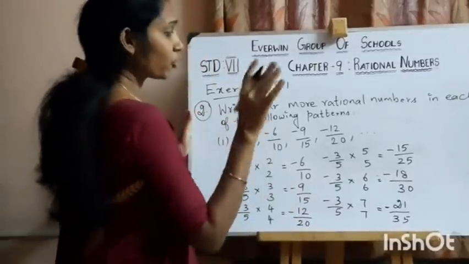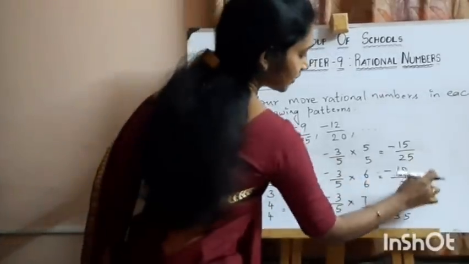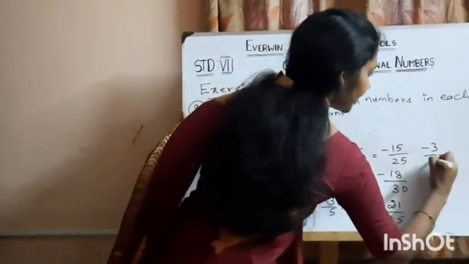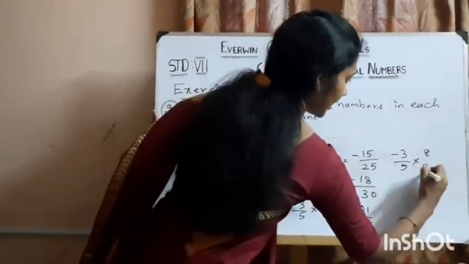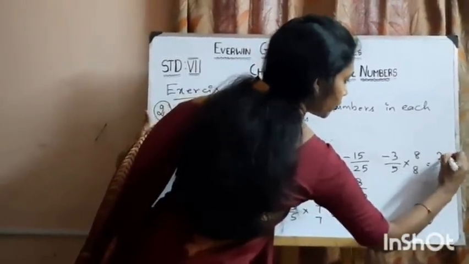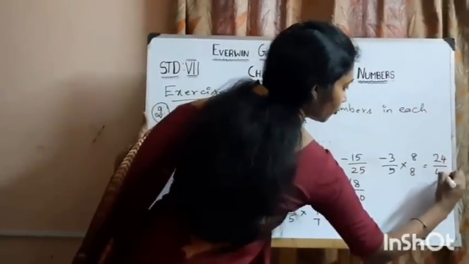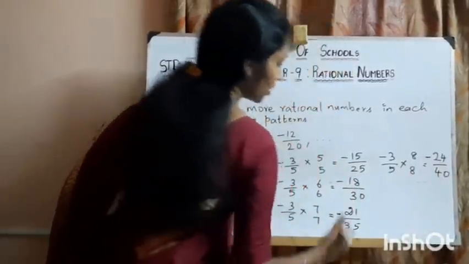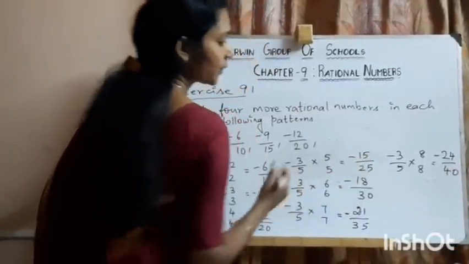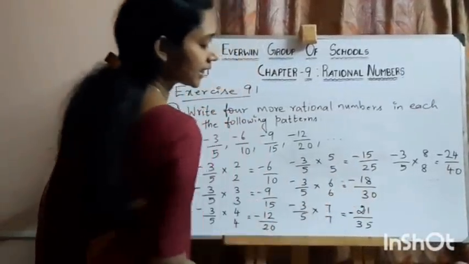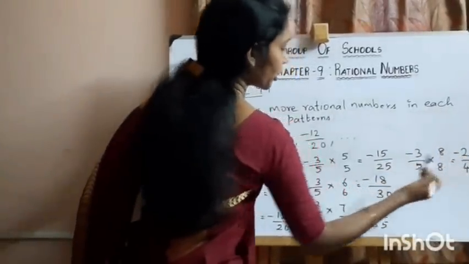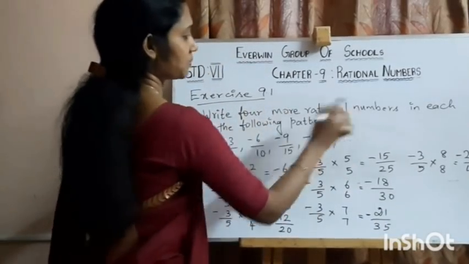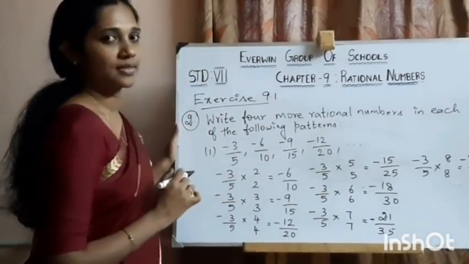So we have to write 4 more rational numbers. So one more is pending. Minus 3 by 5. What is the next number? 8. 8 and 8. 3 8s are 24, 5 8s are 40. So minus sign will be there. So minus 15 by 25, minus 18 by 30, minus 21 by 35, minus 24 by 40 are the required rational numbers. You can write this.